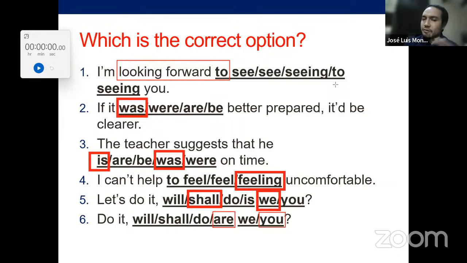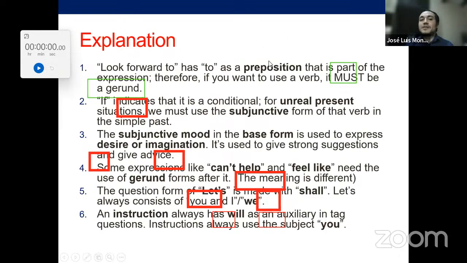All right. And again, it's one of the few exceptions. The two common exceptions are the two that we took a look at today, right? Used to, be used to doing something and looking forward to doing something. Okay, those two are the biggest exceptions in which to is not infinitive. It is a preposition and we have to use gerund. All right, so again, we're going to then mark this one, right? To seeing you.